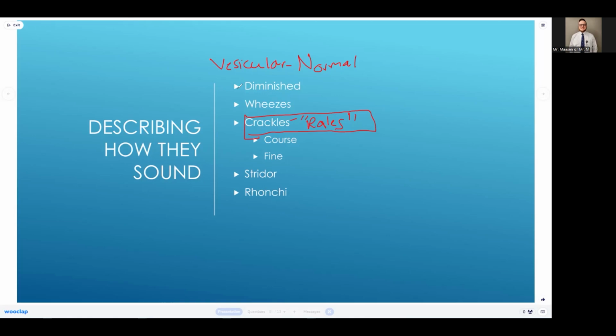And then rhonchi is a low pitch sound, usually related to partial airway obstruction and mucus development. So really low pitch. And I've got a video that does a good job of showing us all these sounds. These are going to be need-to-know assessment data, so you want to try to get these sounds straight for sure.